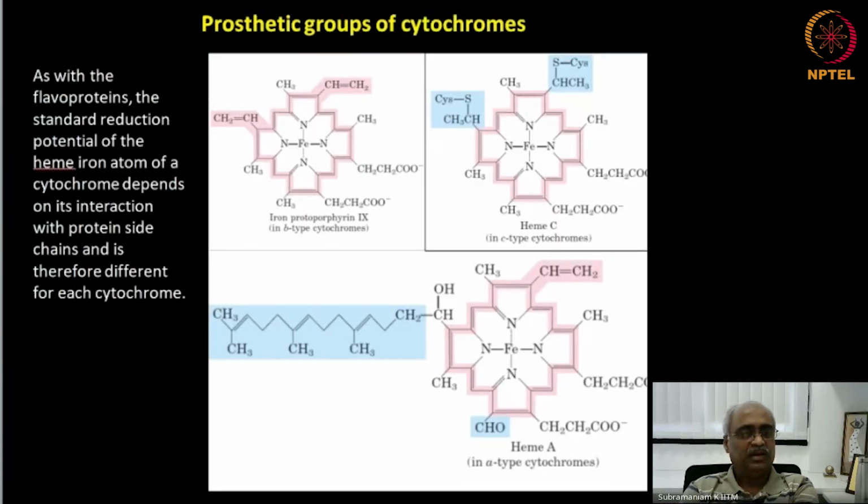Just like flavin nucleotides, since this heme is tightly bound, the reduction potential of the different types of cytochromes is completely dependent on the interactions. It depends on the interaction of the heme iron atom of a cytochrome with protein side chains, and is therefore different from one cytochrome to another.